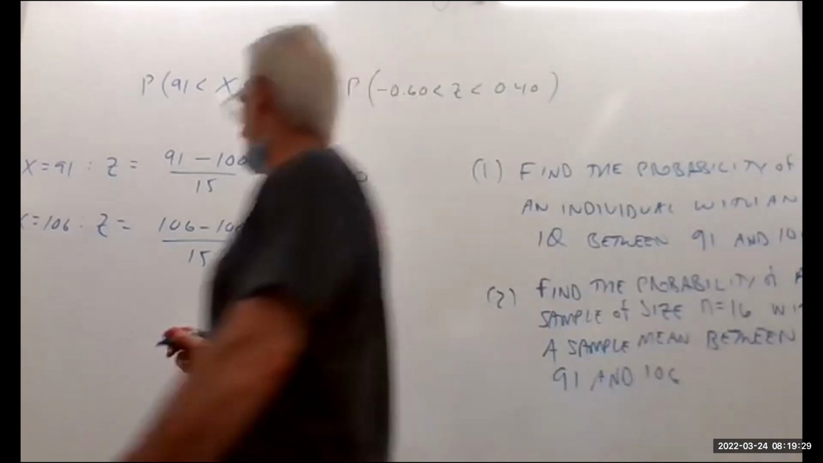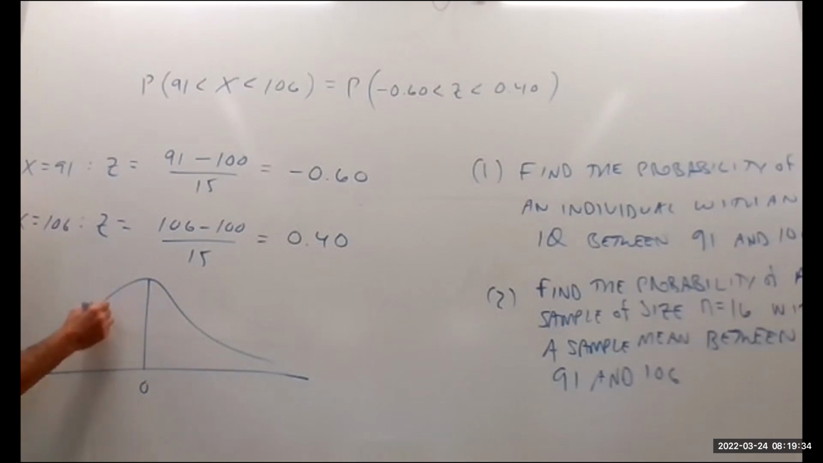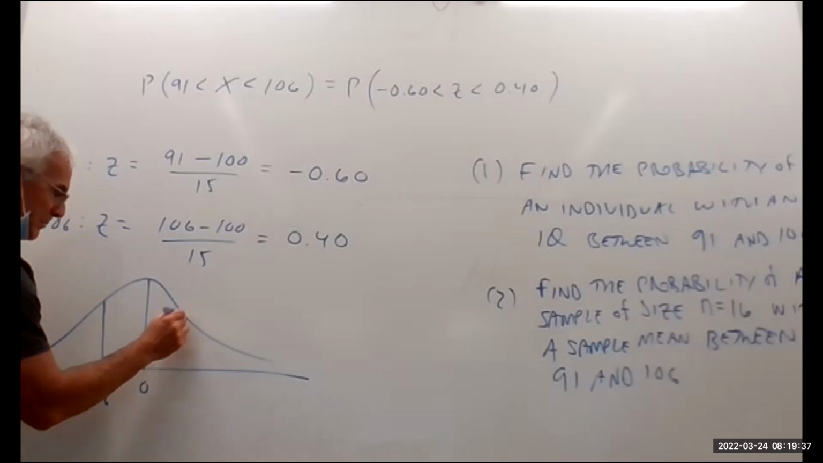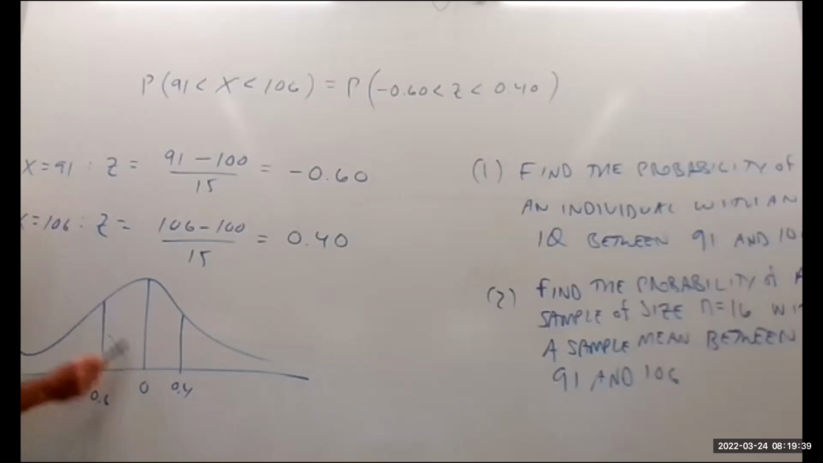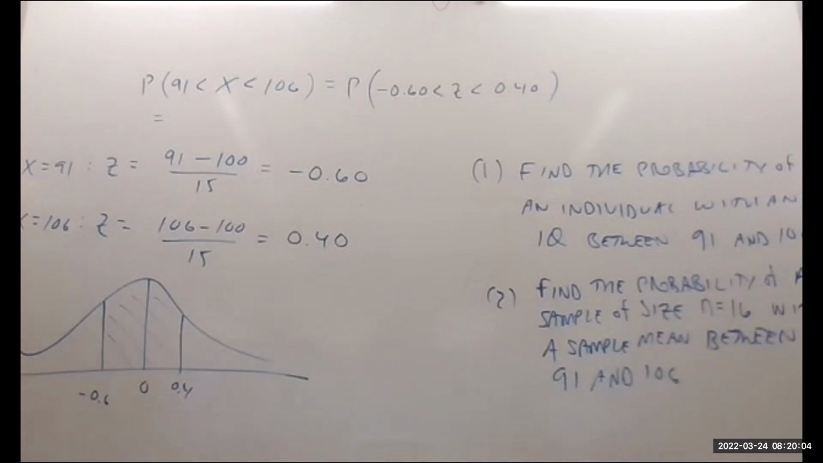Now, as a picture, what does it look like? All right, that's 0, so that would be negative 0.6, that would be 0.4, and I want that. Now, you don't have to draw the picture. I always draw the picture because it makes more sense to me. Remember, we take that probability, everything to the left of 0.4, and we subtract that probability, and that leaves us with everything in between. So what is the probability that Z is smaller than 0.4?